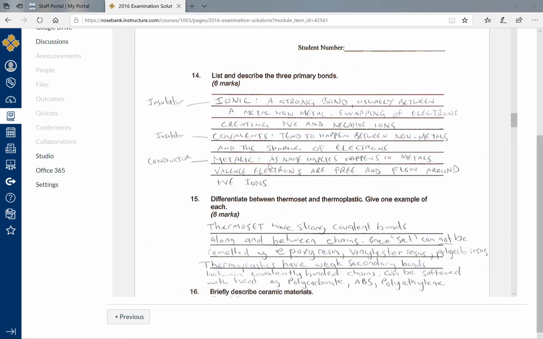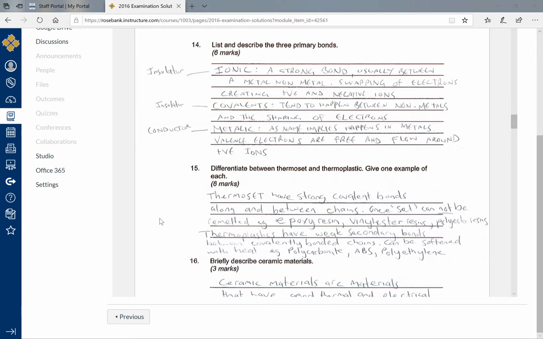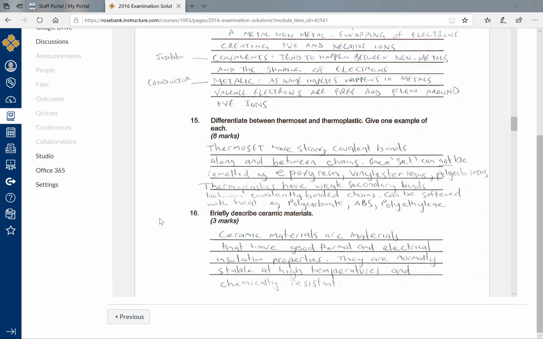So in a metal, your valence electrons are usually quite a distance away from the nucleus, and they're free to flow because of that, and they flow almost like glue around the positive ions of the metal. So that's what makes metals very good conductors of both heat and electricity. So you need to think about these types of bonds and what properties they give to the particular substance.